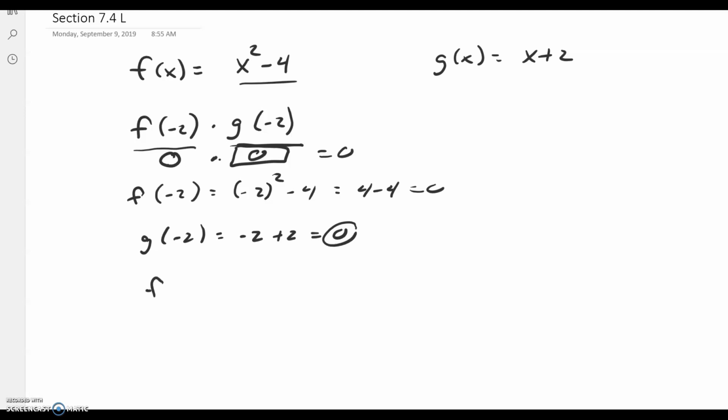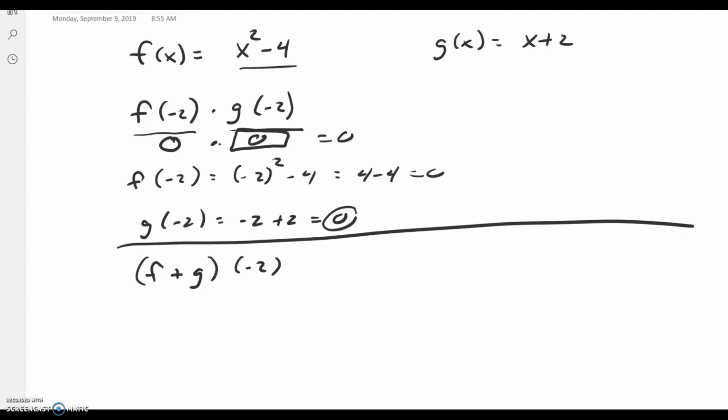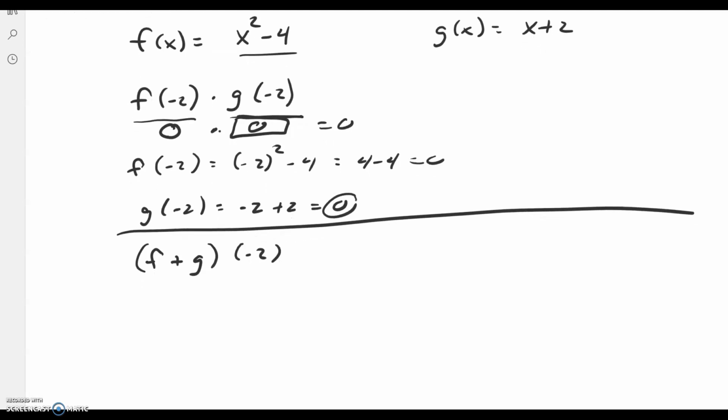Now, what about this problem? This is a separate problem. Let's scroll up just a little. And what does this mean to do? This means to add f and g first. Add the two binomials together and get an answer. And only once you get an answer do you put in x equals negative 2. So let's try that. Let's add the two binomials.